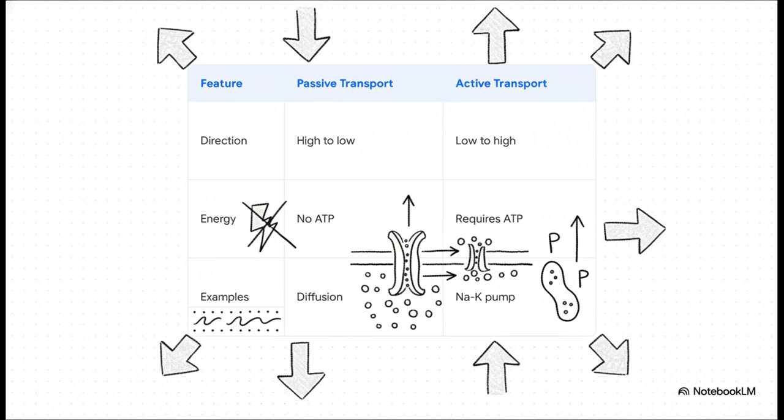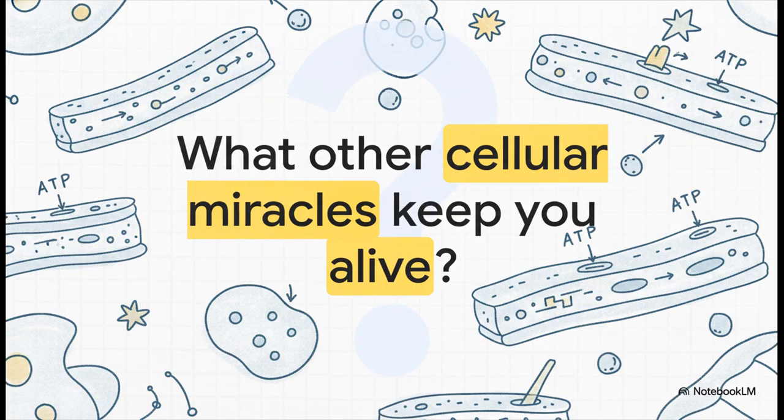But active transport, you are fighting the current. Moving low to high concentration will always cost the cell energy as ATP, period. Just like that hardworking sodium-potassium pump we just looked at. Which leaves me with this thought to wrap up our explainer.